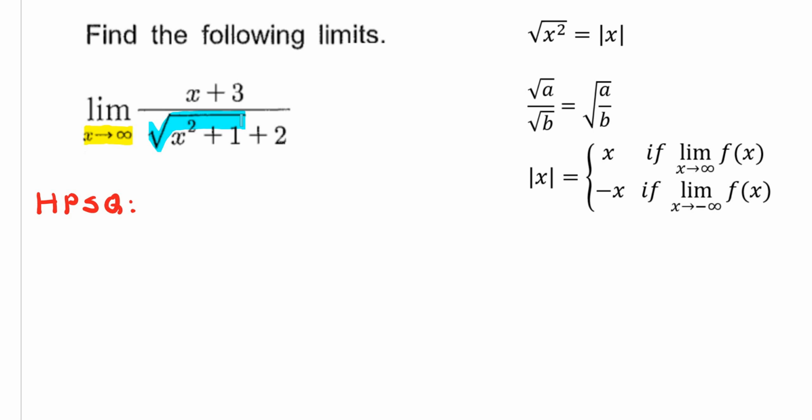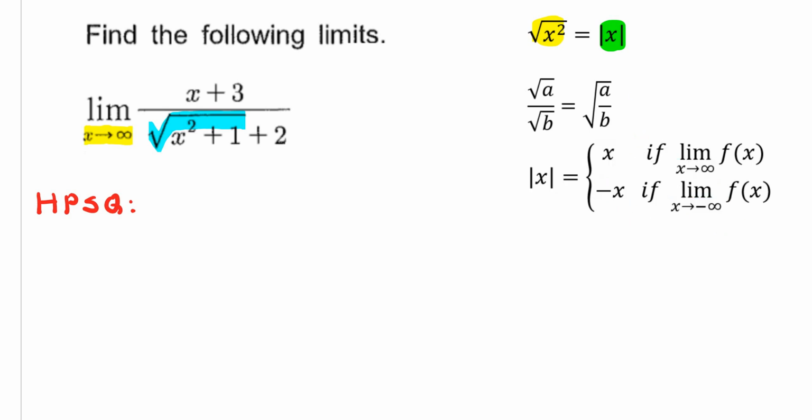In order to solve these kinds of problems, we have to be very familiar with a few other algebraic properties, and I have them listed on the right hand side here. So we'll be using the square root of x squared a few times in this problem, but more importantly, we have to be very comfortable with using the absolute value. Now, the absolute value basically has two properties. It can be x or negative x, and it really depends on where the limit is going. So if you're going to positive infinity, you will use a single x for the absolute value, and if you're going to negative infinity, then you will use negative x for the absolute value.